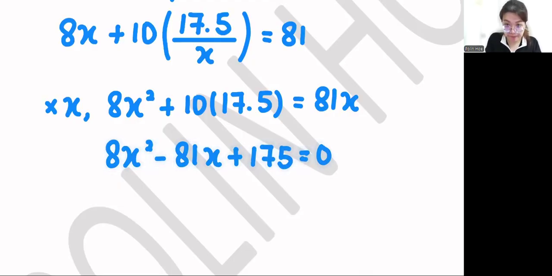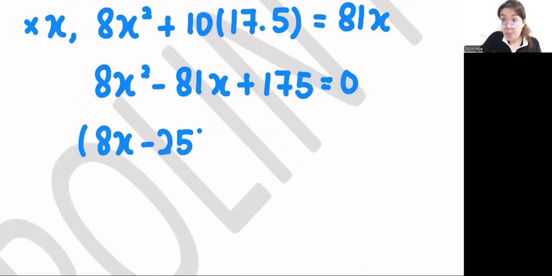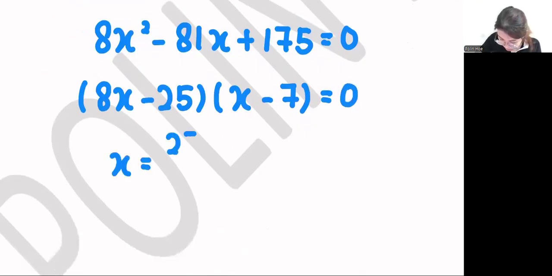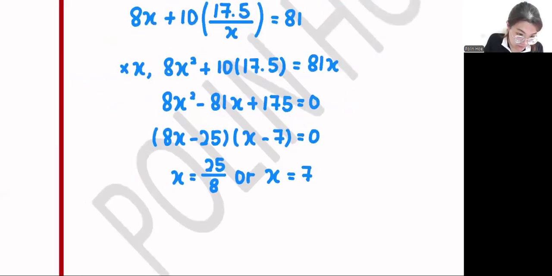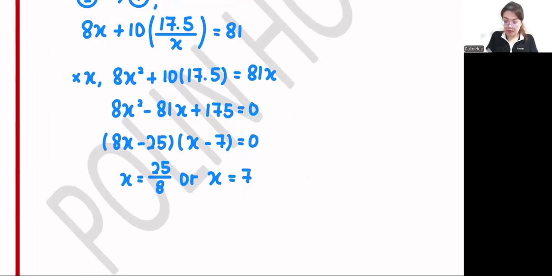7 and 25 over 8. Usually your calculator will give you the bigger number first. 8x minus 25 times x minus 7 equals 0. So x is 25 over 8 or x equals 7. Next, you need to find your y.